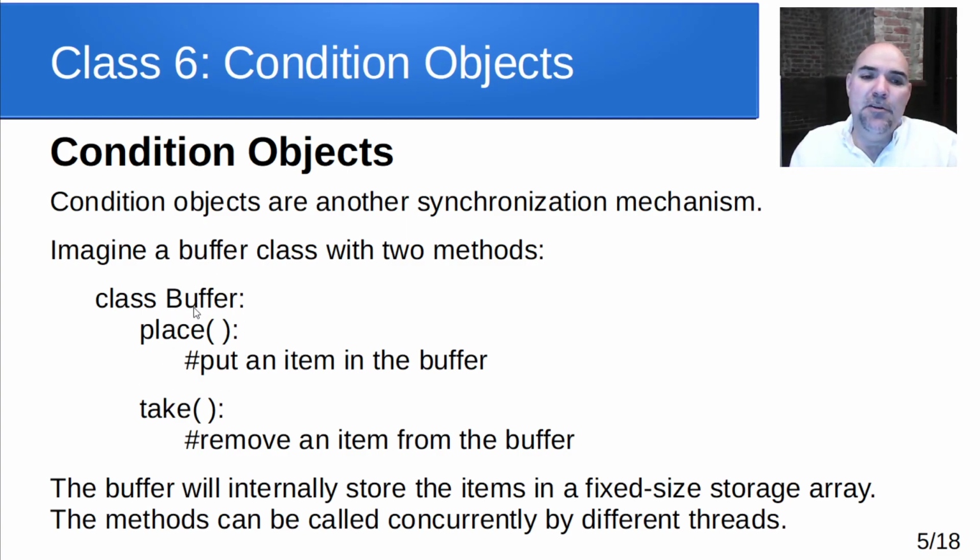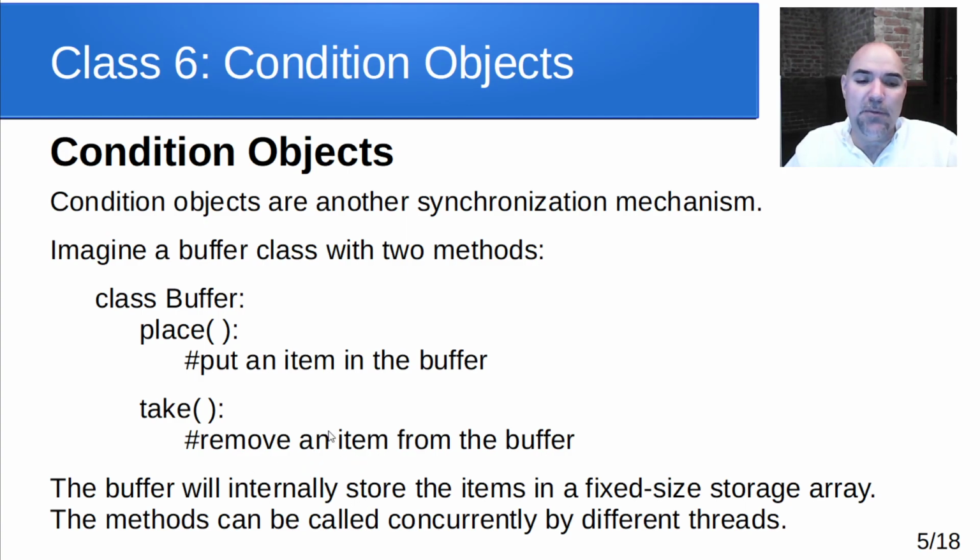And there really are two ways to interact with a buffer. You place items into the buffer, and you take things out of the buffer with take. So we have our little pseudocode here, it has a place method, it has a take method. And that buffer internally stores the items that come in and puts them into the buffer.